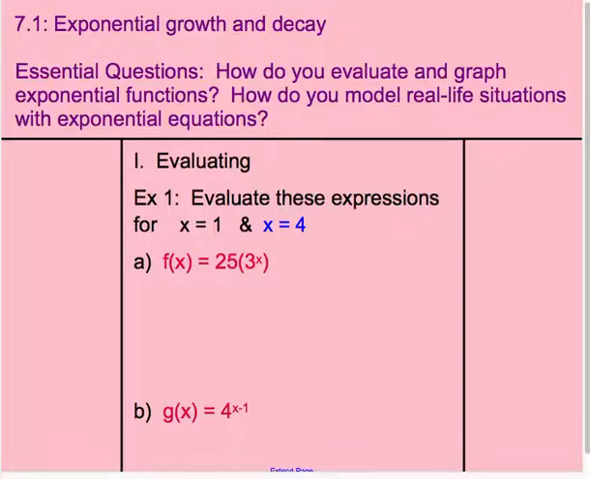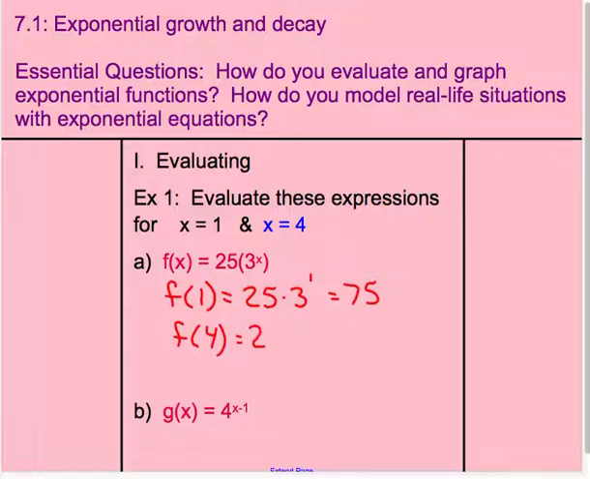And the first thing we're going to do is just practice evaluating. So you substitute a value for x, punch it into your calculator. Fairly straightforward. So our first question is, what is f of 1? So we've got 25 times 3 to the first power. Exponents first, 3 to the first power is 3. 3 times 25 gives us 75. Evaluating at 4, we still do exponents first. 3 to the 4th power is 81. And 81 times 25 gives us 2025.